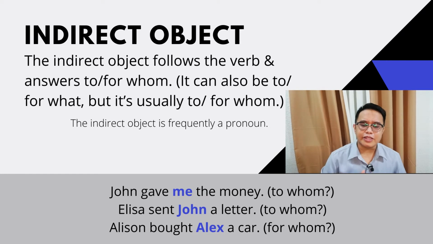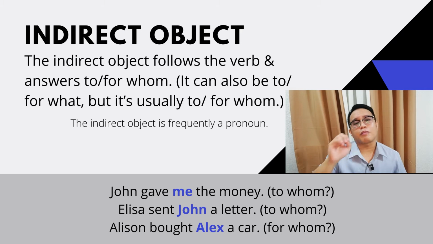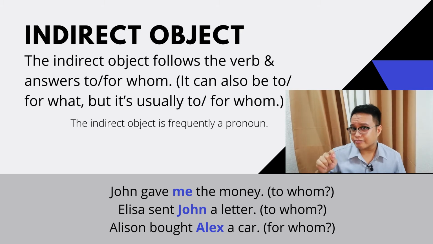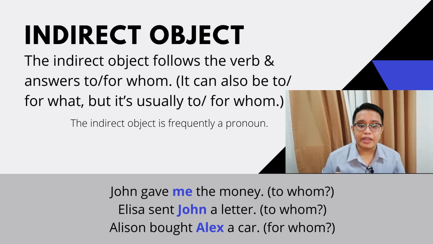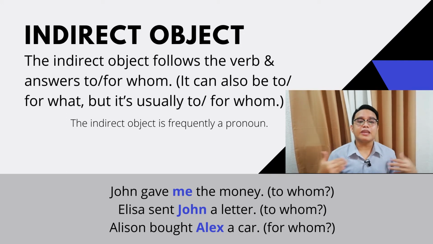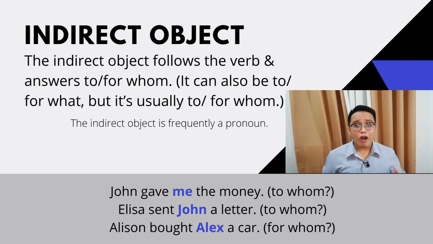Okay? In our example, John gave me the money. John gave, mangutan na sa ta. John gave what? Money, di ba? Now, to whom did John give the money? John gave the money to me. And me there is the indirect object.